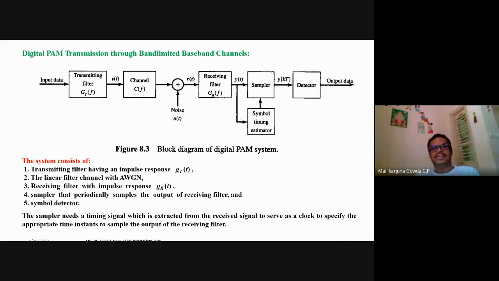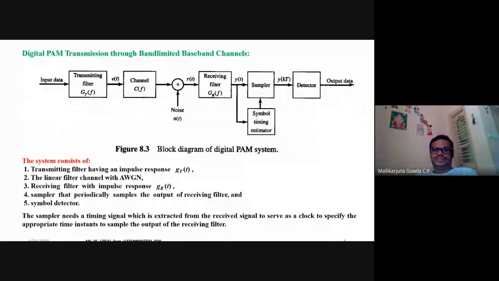That is applied to the receiving filter, which has an impulse response g_R(t), and in the frequency domain I represent that as G_R(f). The output of this receiving filter I am denoting as y(t). That will be sampled at the right time interval, and only then will I be able to achieve the maximum signal to noise ratio, as I discussed yesterday in the matched filter. So the sampler output is given to the detector.